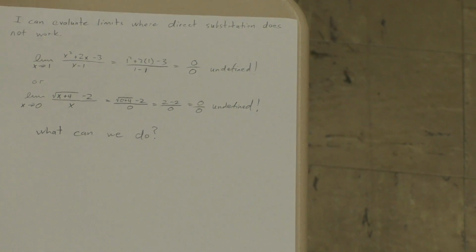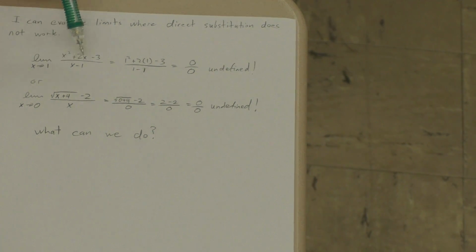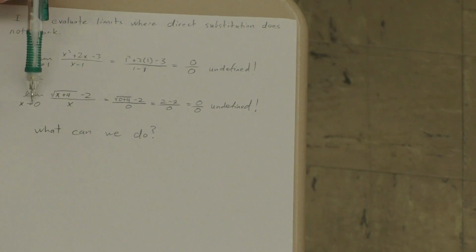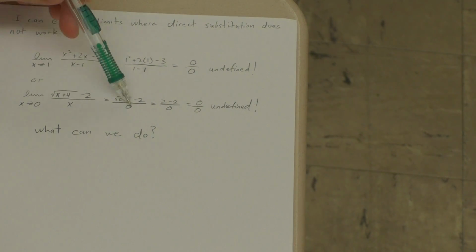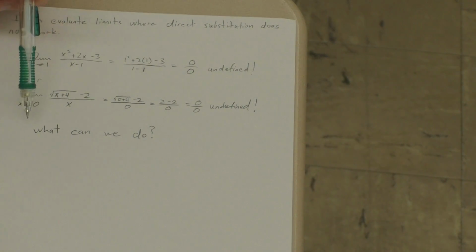I'm going to show you how you can evaluate limits where direct substitution doesn't work. So we've got two examples here where direct substitution doesn't work. Here we plug in 1 and you get 0 in the denominator, so you have something undefined. Again, you plug in 0 here and you get 0 in the denominator, which is undefined. So we're left with this question: what can we do in a situation like this?